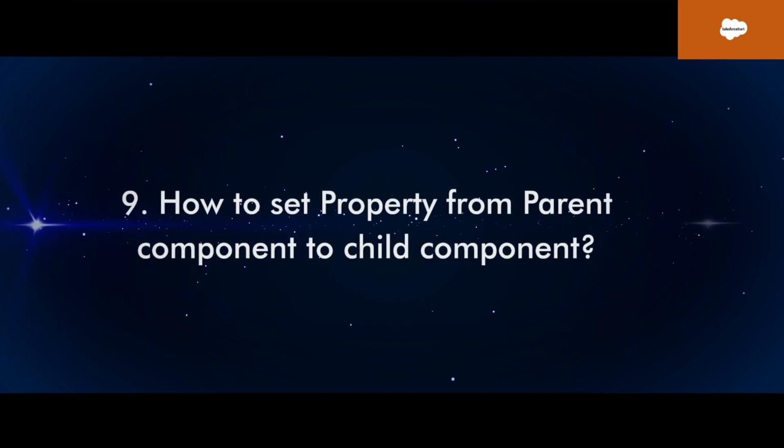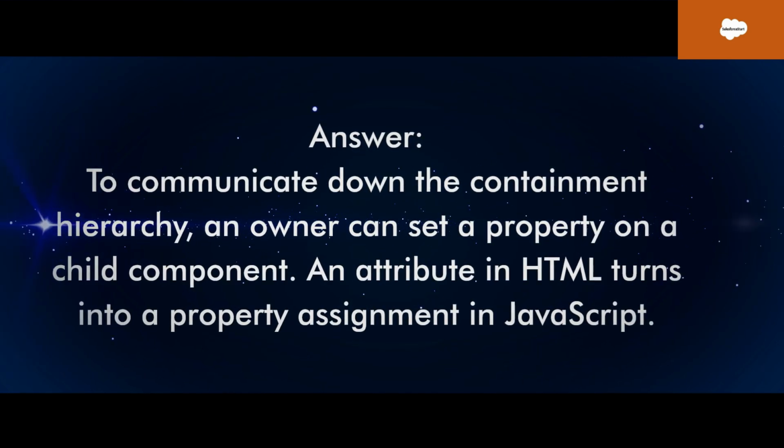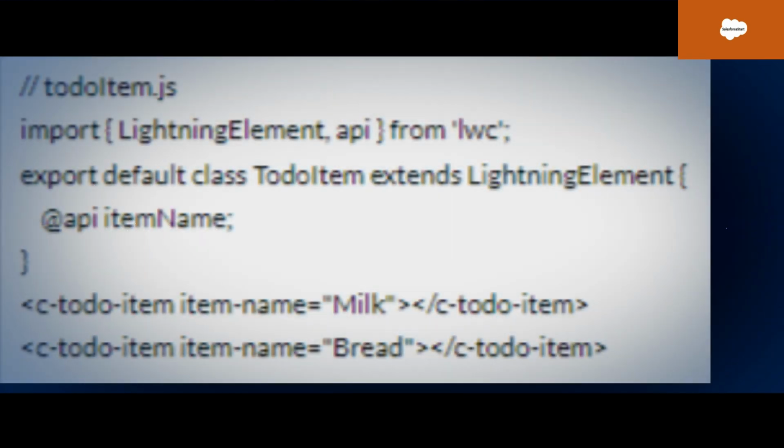9. How to set a property from a parent component to a child component? Answer: to communicate down the containment hierarchy, an owner can set a property on a child component. An attribute in HTML turns into a property assignment in JavaScript.